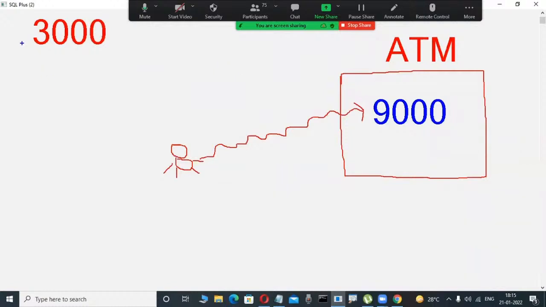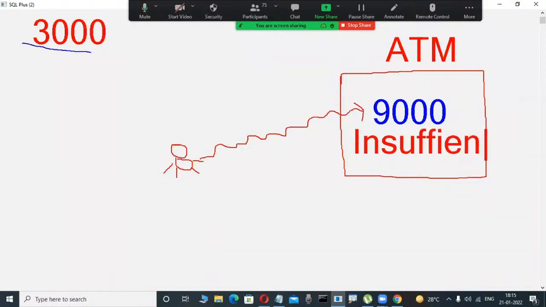Here my balance is 3,000, but how can I get 9,000 rupees? It's impossible. In this case, it will give a message. You are observing your ATM machines, yes, some message will be displayed, suppose "insufficient funds", something like that.